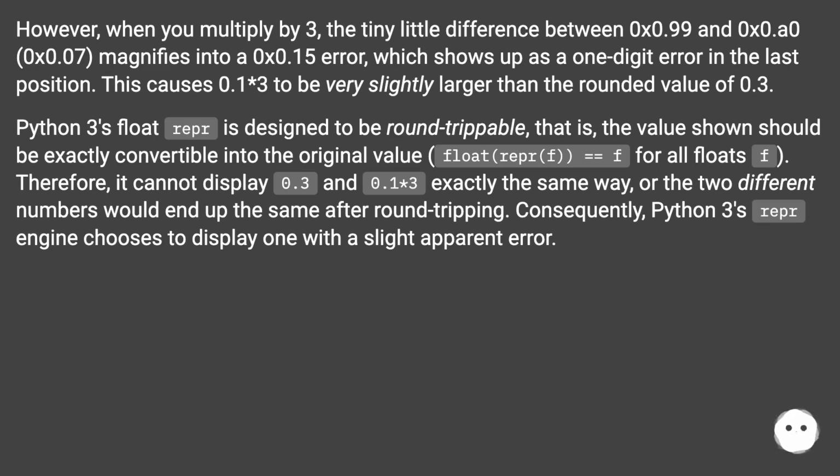Python 3's float repr is designed to be round-trippable. That is, the value shown should be exactly convertible into the original value. float(repr(f)) == f for all floats f. Therefore, it cannot display 0.3 and 0.1*3 exactly the same way, or the two different numbers would end up the same after round-tripping. Consequently, Python 3's repr engine chooses to display one with a slight apparent error.